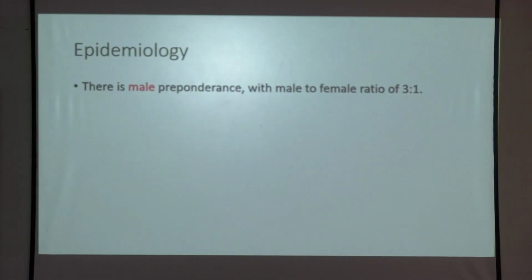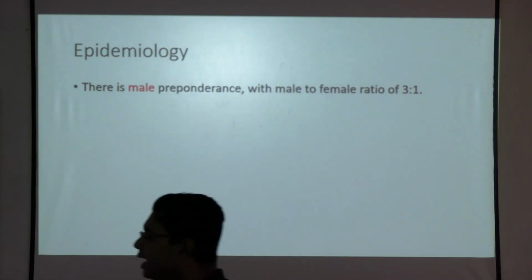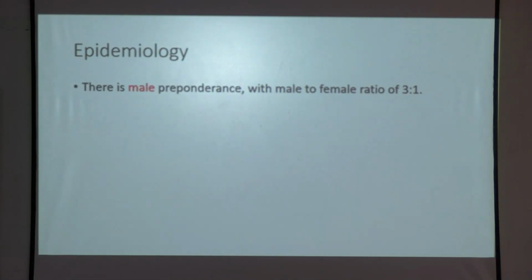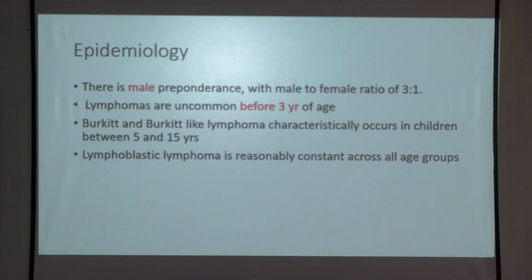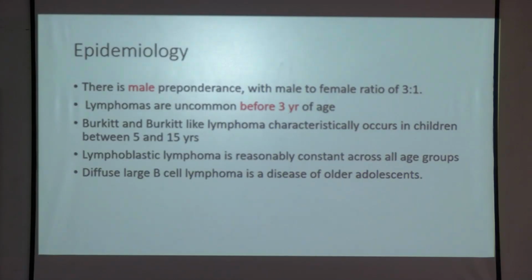Coming to the epidemiology, there is a male preponderance with a ratio of 3:1 male to female. Lymphomas are uncommon before 3 years of age, but Burkitt and Burkitt-like lymphomas are characteristic in children of 5 to 15 years. Burkitt lymphoma, I hope you have read in pathology. And lymphoblastic lymphoma is constant in all age groups. Diffuse large B-cell lymphoma occurs in older and adolescent groups.